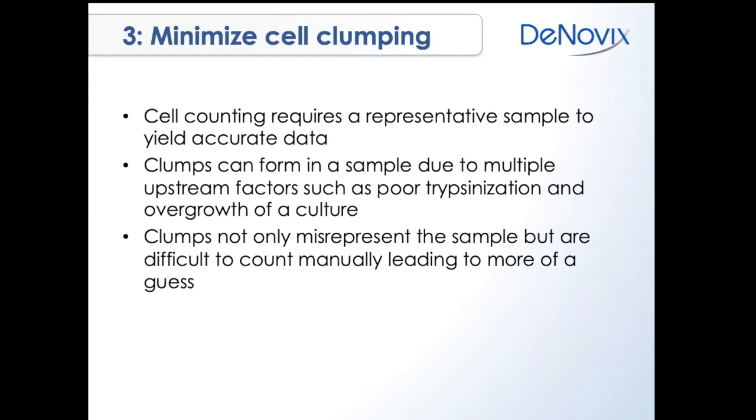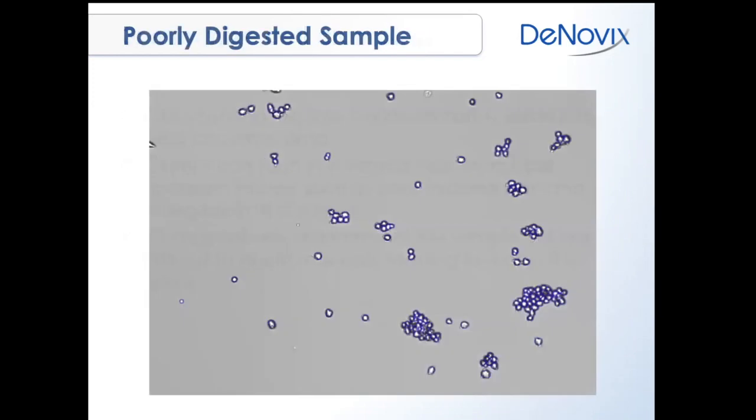So to get an accurate cell count, you need a good representation of the total sample that's in that tube. And clumps will misrepresent the sample, because if you have a big clump, it throws off the numbers of that whole tube. And if you're using a manual counting method, they're just hard to count. If you look here at this poorly digested sample, if I was manually trying to count this, I'm probably not going to get a very accurate count of these clumps in the bottom right of this image.